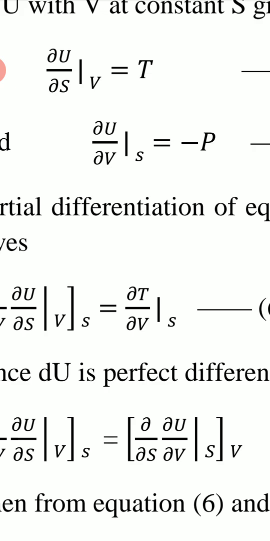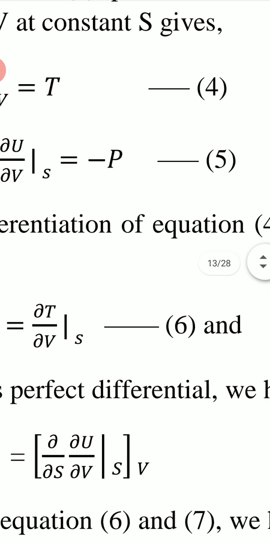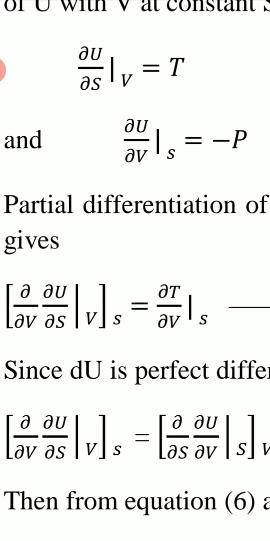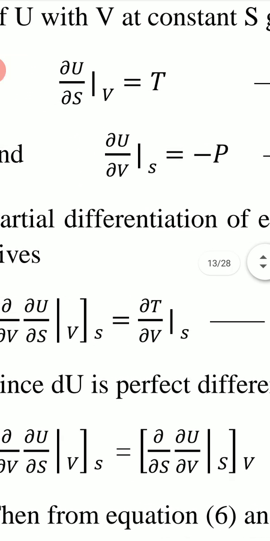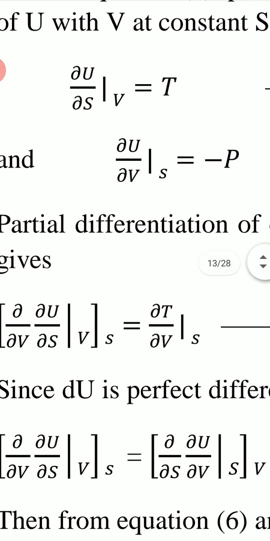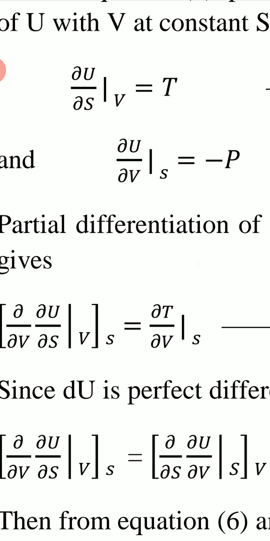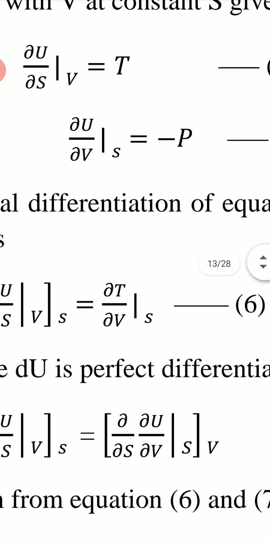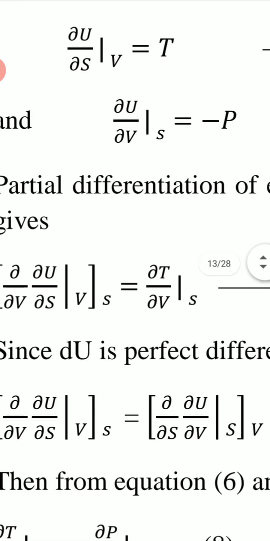Now we find the partial differentiation of these two equations 4 and 5. We differentiate partially these two equations, first now with respect to V and second with respect to S. In equation 4, this is the partial differentiation of U with respect to S. Now we differentiate it with respect to V. And the fifth equation, which is partial differentiation with respect to V, now we find its differentiation with respect to S.